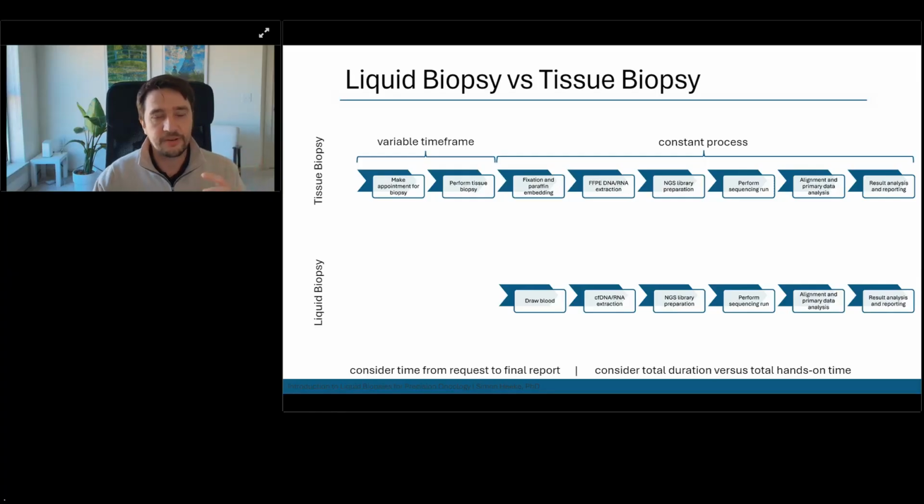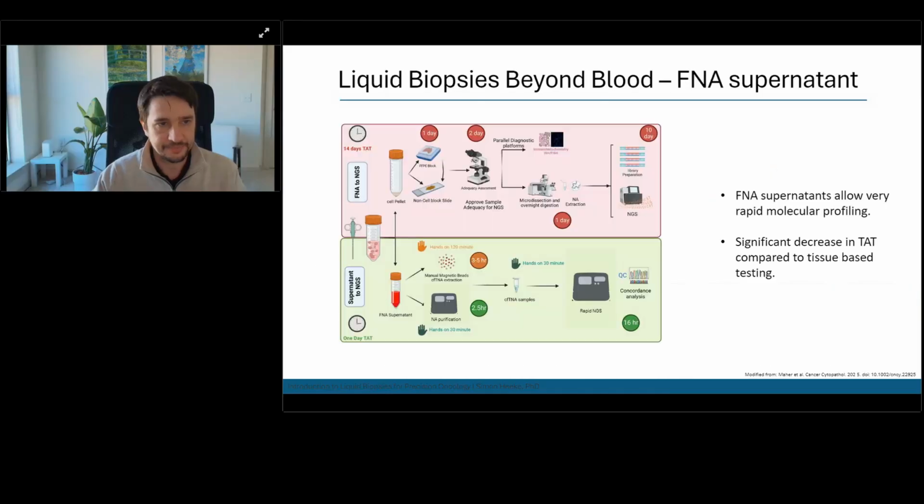And therefore, I think it's always very important when we think about the time that we need, for example, to get to a report. It's very important that we think about the time from a request to the final report and not just how long it takes, for example, to do a next generation sequencing, because I think this is where liquid biopsy can really be much, much quicker. And while I don't show this here, I still want to remind everybody that you always have to consider not only the total duration, but also the time that there are actually hands-on things to do, or where we have certain machines that are actually taking their time for us, because this is also very important for the time that we need.